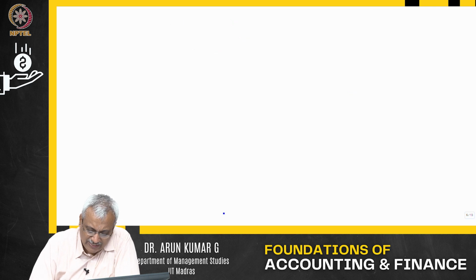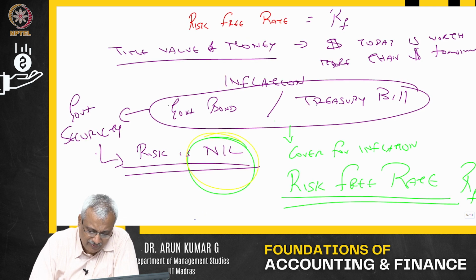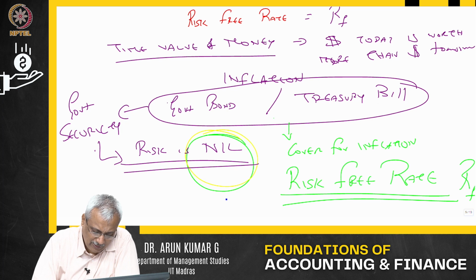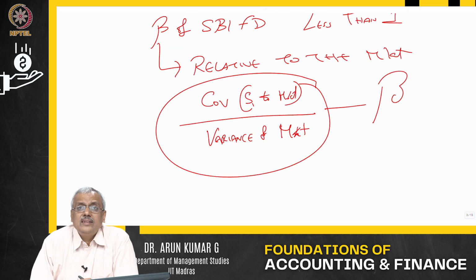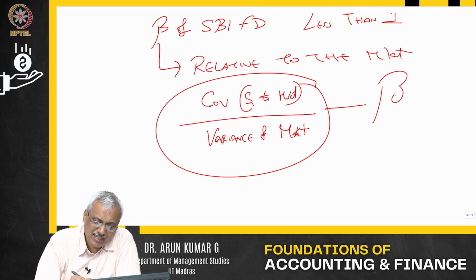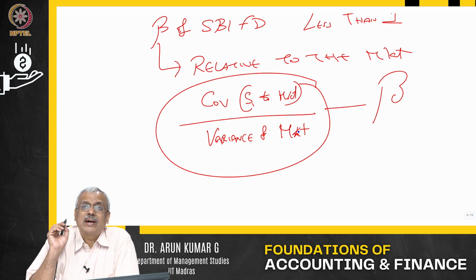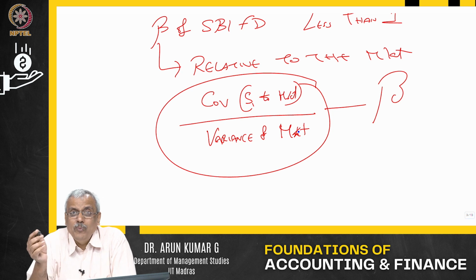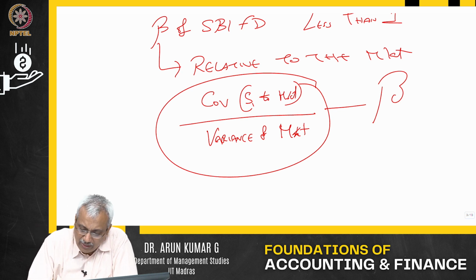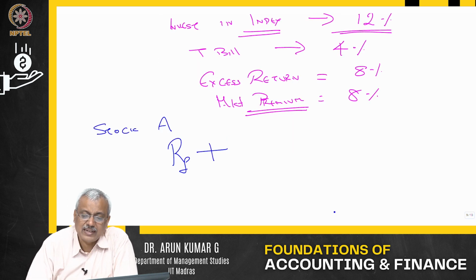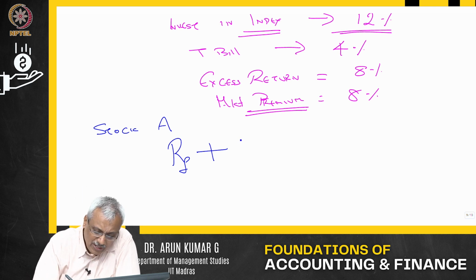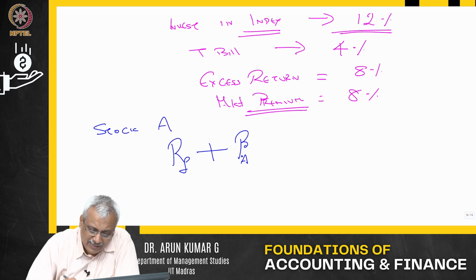Risk of the stock, as we saw, we measured it somewhere else, we measured it as nothing but the covariance of the stock A to the market divided by the variance of the market. That is how much it co-varies with the market, divided by the variance of the market, is what we call the risk, beta.